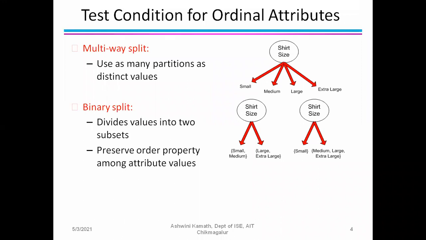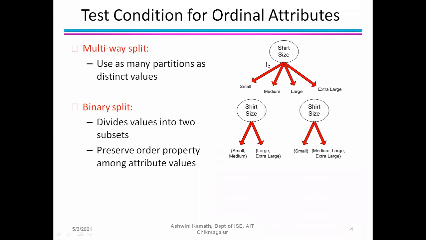In the second picture, that is this one, we have small in one subset, then medium, large, extra large in another subset. Again, it is in order. On the left hand side we have only one value, that is small, so we need not worry about the order there. But on the right hand side we have medium, large, and extra large. It is in order, so it preserves the order property.